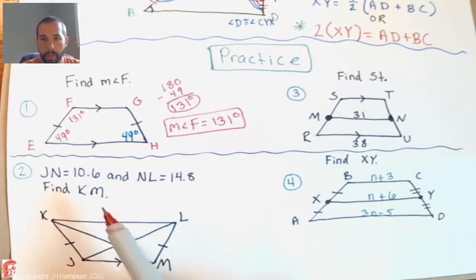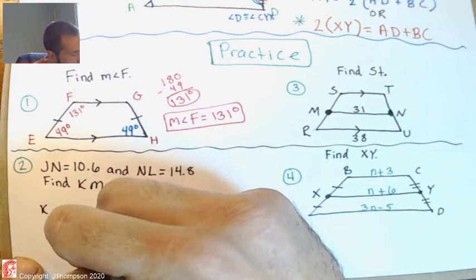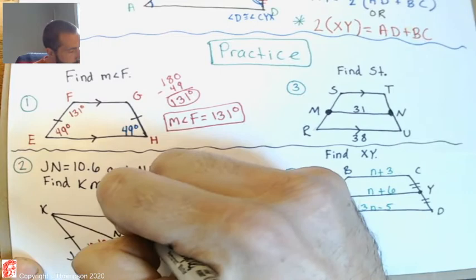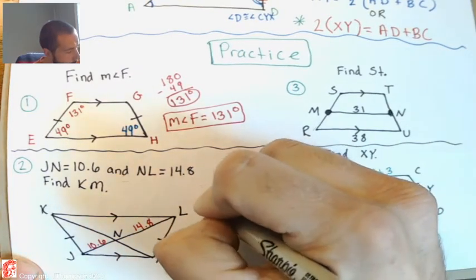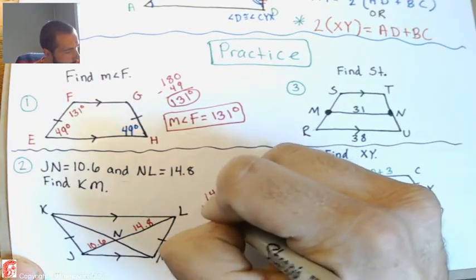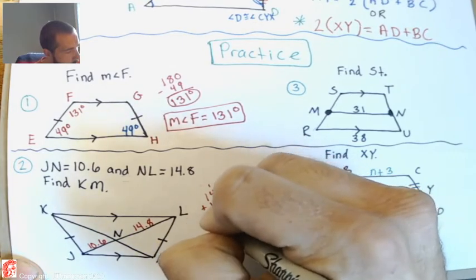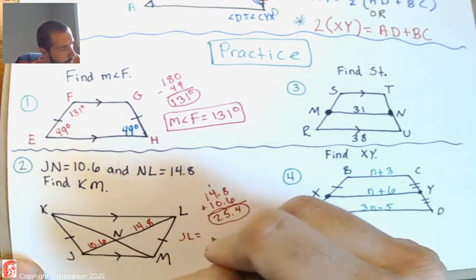Okay, in question number 2, they tell us the length of JN is 10.6 and the length of NL is 14.8. So JN is 10.6. I can actually put that in the picture. And then NL is 14.8. So they actually gave us the entire diagonal. If we add those two together, 10.6 plus 14.8, let's see what we get. We get 25.4. So the length of JL is 25.4.